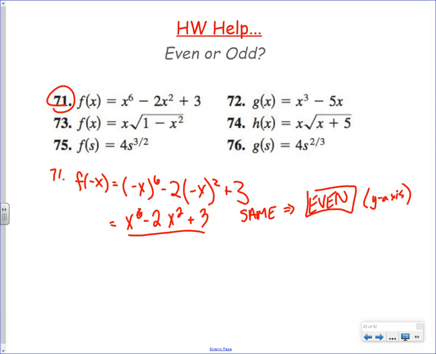I'll give you a hint. There's only one other even. Which one was it? 76. Good. Some of you might not have seen 76 because you don't like fractional exponents. And I get that. So let's talk about why 76 is the other even.